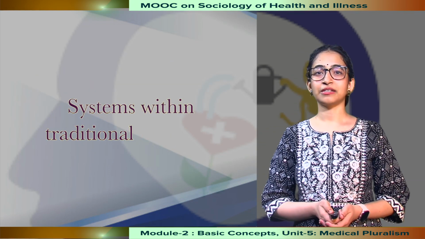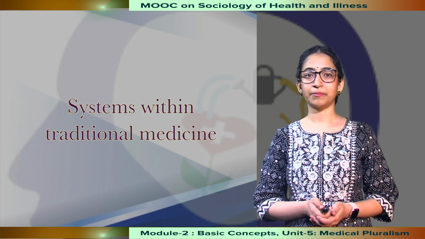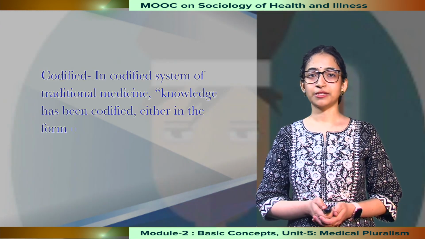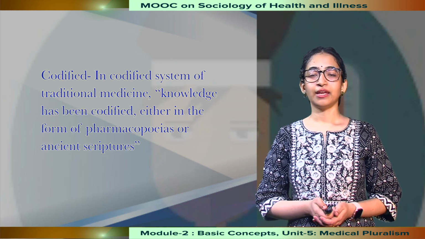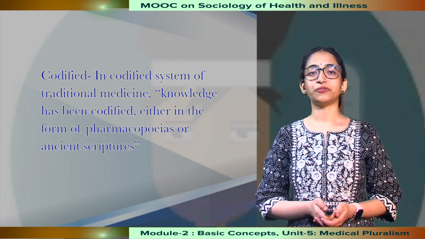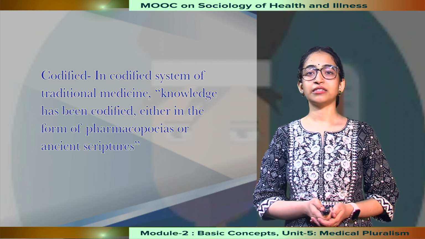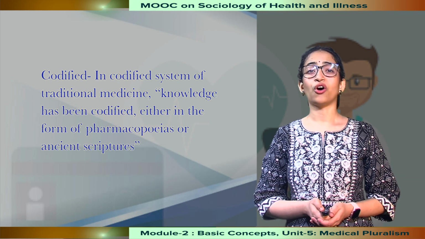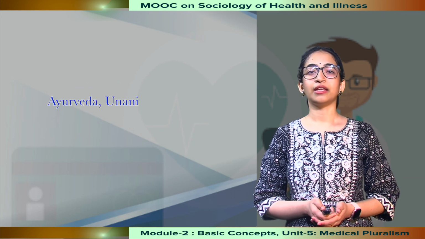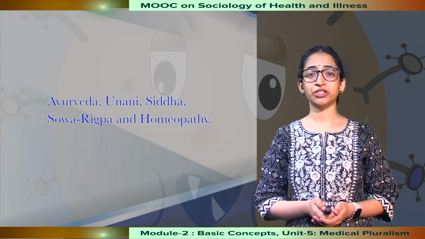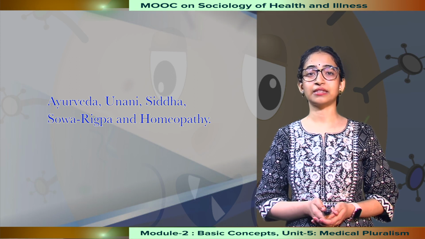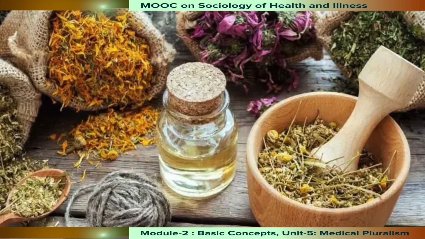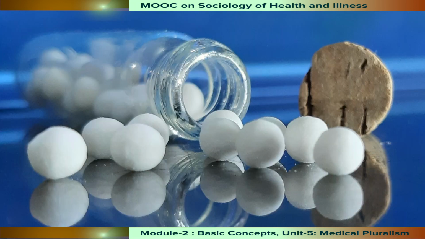Now we come to discuss the systems within traditional medicine. So there are two kinds of system. One is codified. In the codified system of traditional medicine, knowledge has been codified either in the form of pharmacopoeias or ancient scriptures. The codified system of traditional medicine includes practices like Ayurveda, Unani, Siddha, Sowa Rigpa, which is a Tibetan medicine practice, and homeopathy.